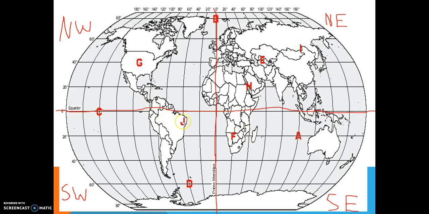Same thing with J here. We see that J is in the southwest quadrant of this map. So we know that our first coordinate for J will be south. Our second coordinate for J will be west. J happens to be about 10 degrees south and 40 degrees west as an absolute location.